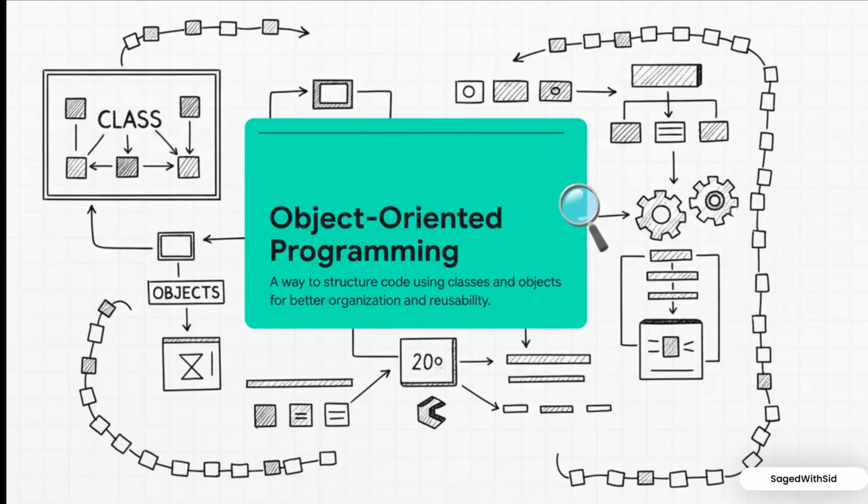Imagine this. Instead of having a car's properties, like its color and speed, in one place, and its actions, like start engine and accelerate, somewhere totally different, you group them all together into one single car concept. That's really the whole idea behind OOP.